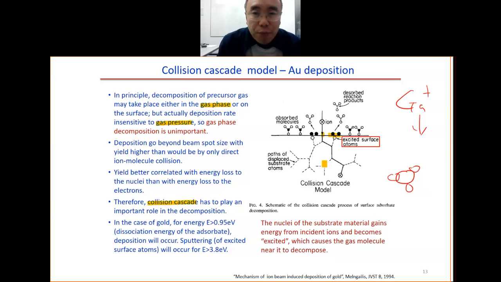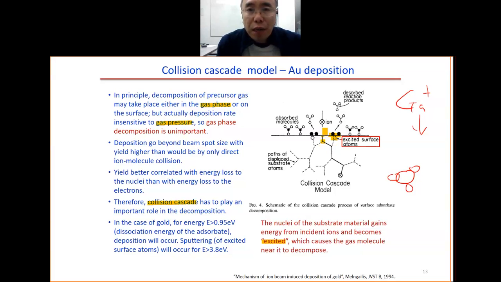The collision cascade means we have an ion come in and collide with this atom. This atom may collide with this one, and this atom collides with this one. This is called collision cascade. When you have the collision cascade, the atom will gain energy because of the collision. For example, this atom here will become excited. That means it will gain energy. When this one is excited, you have the chemical reaction and the deposition.